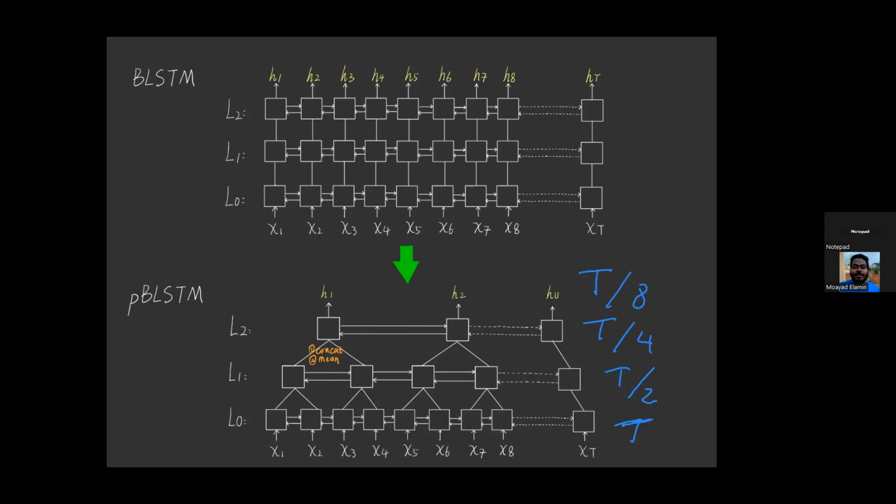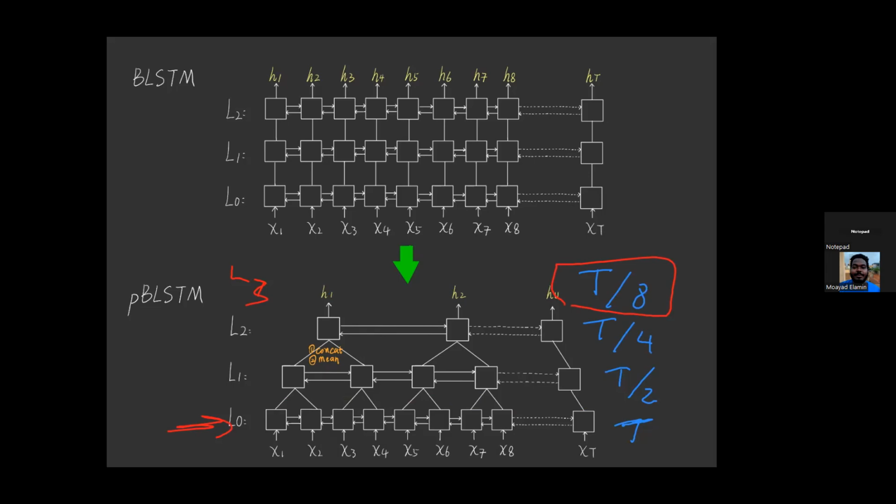So this is what the LAS paper proposes, that we go up until a t over 8 compression, which means that we're going to use a base LSTM and then 3 layers of pyramids, which will take our input and compress it all the way to an eighth of its original input size.